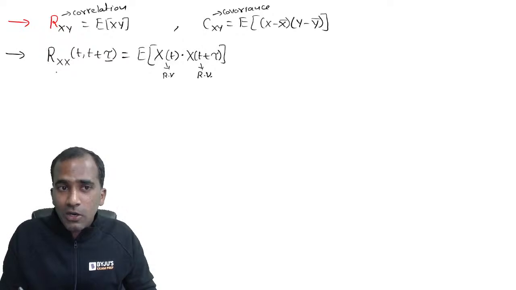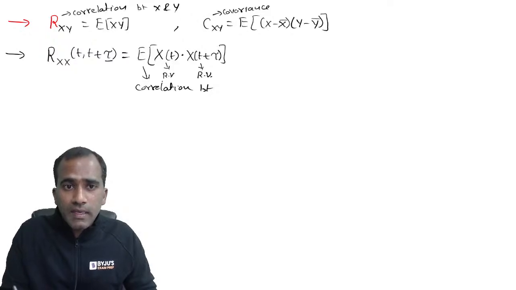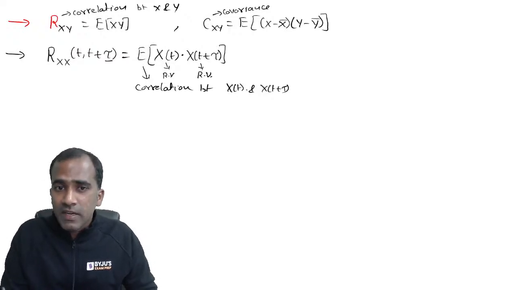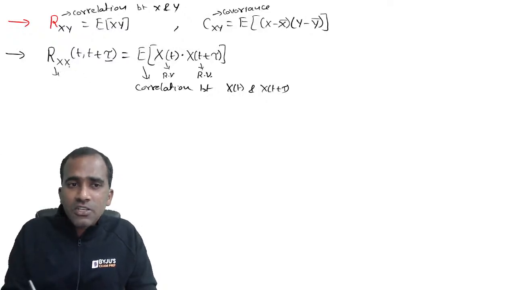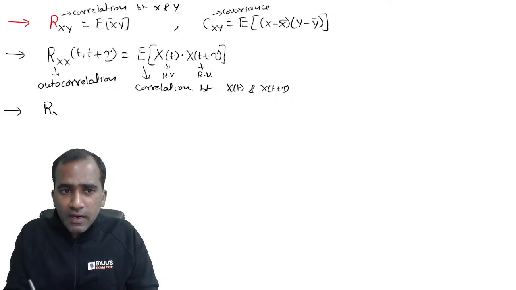So here, autocorrelation, actually this is correlation. Here it is correlation between X and Y, no? Similarly, here it is correlation between X of T and X of T plus tau, two different random variables only, but the notation is different. Instead of X and Y, we are calling those random variables X of T and X of T plus tau. So here also we talk about exactly correlation, but since we are talking about correlation between two random variables of the same random process, we are just renaming it as autocorrelation. That's right.